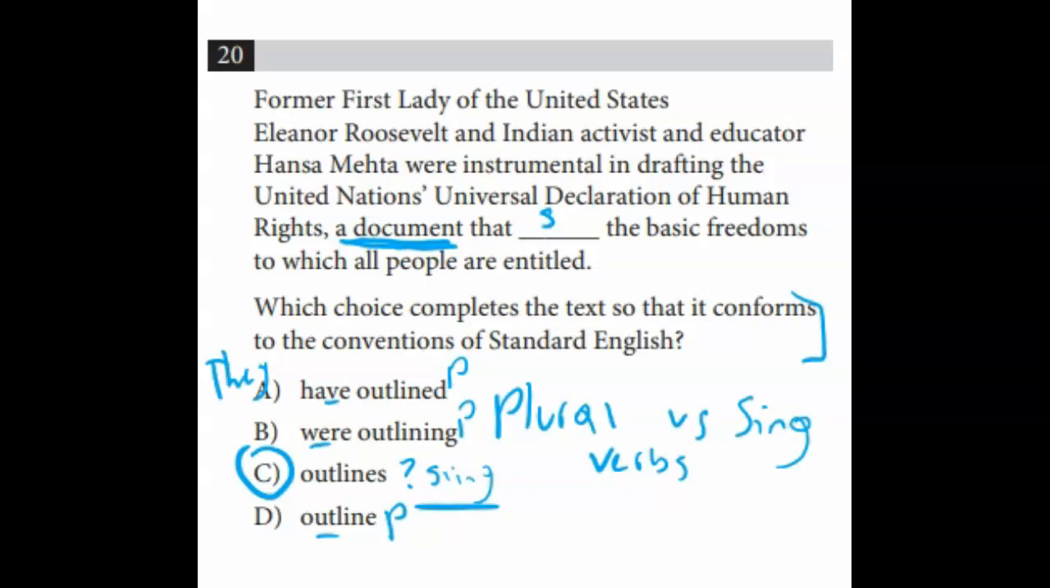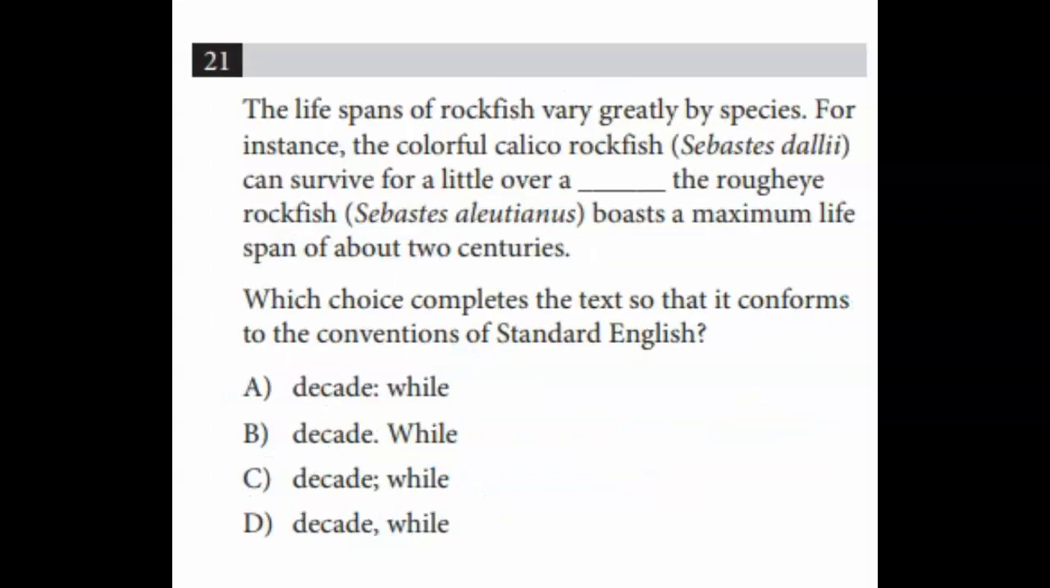But if you said documents that outline, no, it's a document that outlines. So it's going to be C for 20. All right, 21. It's going to be testing our grammar. So let's look. We're going to see whether we need a colon, period, semicolon, or comma.